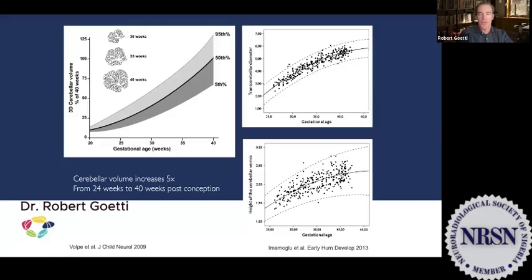This is even more important when you deal with premature infants because between the 24th and the 40th week post-conception, the cerebellar volume increases 5-fold. As a sort of a rough rule of thumb, you can measure the transcerebellar diameter, and that should be about the same as the gestational age. So at a gestational age of 30 weeks, the transcerebellar diameter is about 3 centimeters, and at a gestational age of 40 weeks, it's about 4 centimeters. It's not exactly perfect, but that's sort of a rough rule of thumb that you can orient yourselves on.